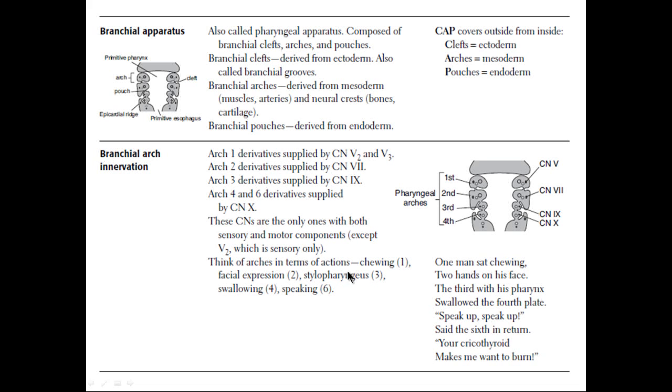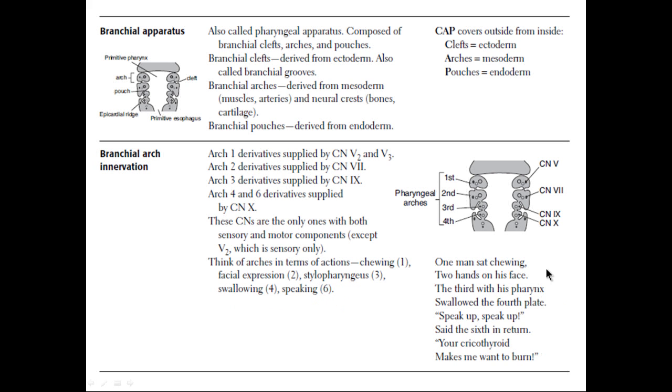Think of the arches in terms of action. Well, kind of. Chewing, arch 1, 5, muscles of mastication. Arch 2 is 7, so facial expression. Arch 3, the only muscle in arch 3, done by the glossopharyngeal, is stylopharyngeus. Arch 4, 6 is for swallowing and speaking, and that's done mainly by 10.